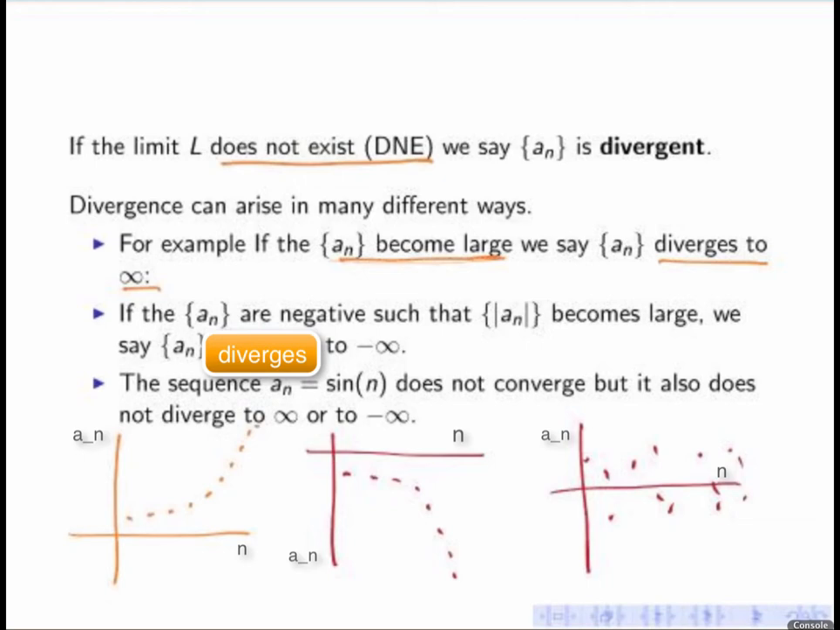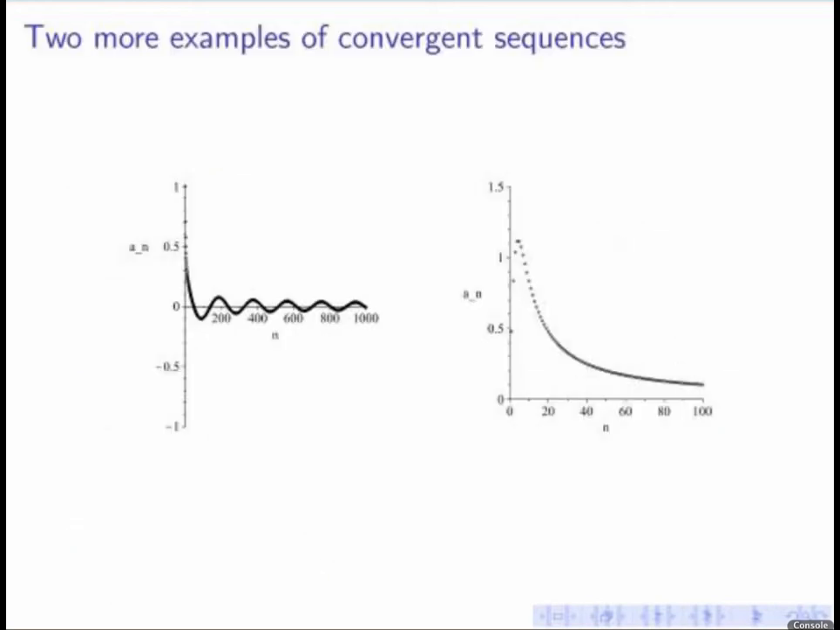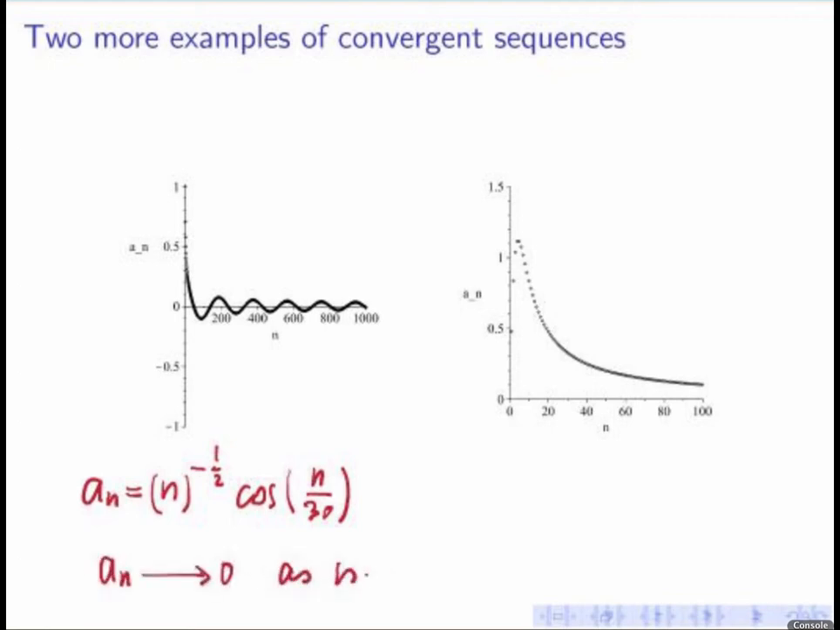Let's come back to convergence, and also convergence can be interesting. For example, the sequence here on the left, this is actually a_n equals n to the minus 1/2 times cosine of n divided by 30. So it's a little bit more complicated formula, but you see 1,000 iterations, and you have a very clear oscillation, which you kind of expect since the cosine is involved, but you do get closer and closer to 0. So this does converge to 0. So I can just write maybe a_n converges to 0 as n goes to infinity.